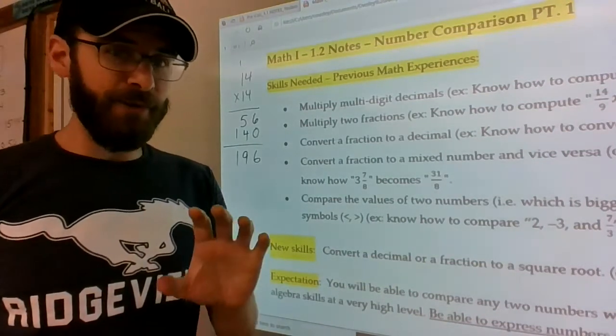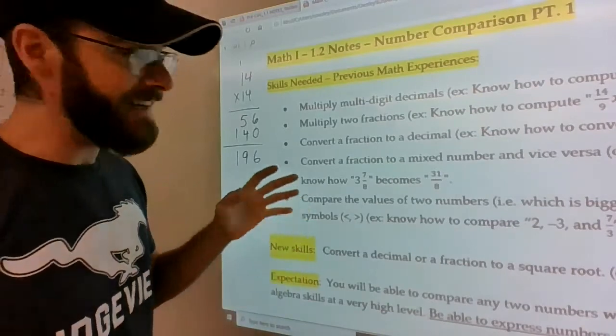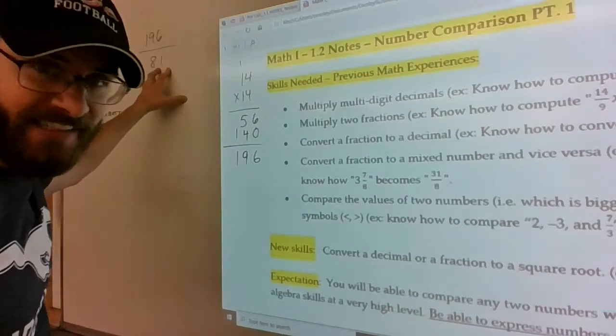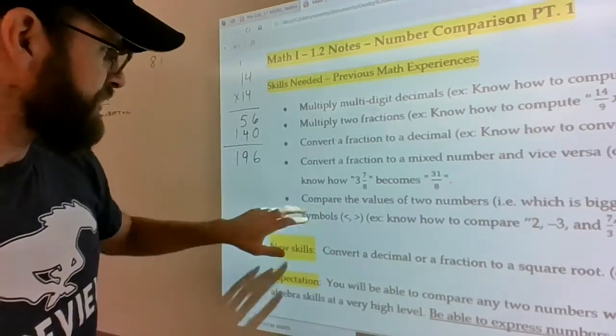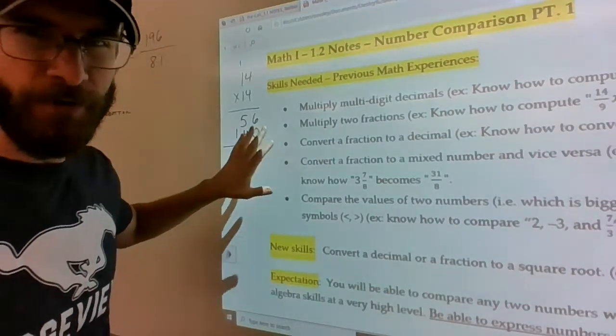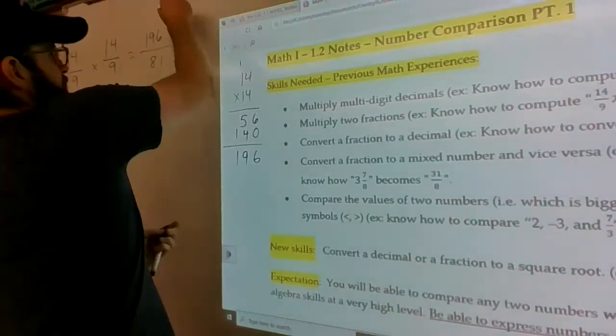Now, normally I would show you guys, all right, now that it's a fraction, let's see what it looks like as a mixed number. Maybe I'll come back to that after I talk about converting to a mixed number. All right, so we're coming back to you.